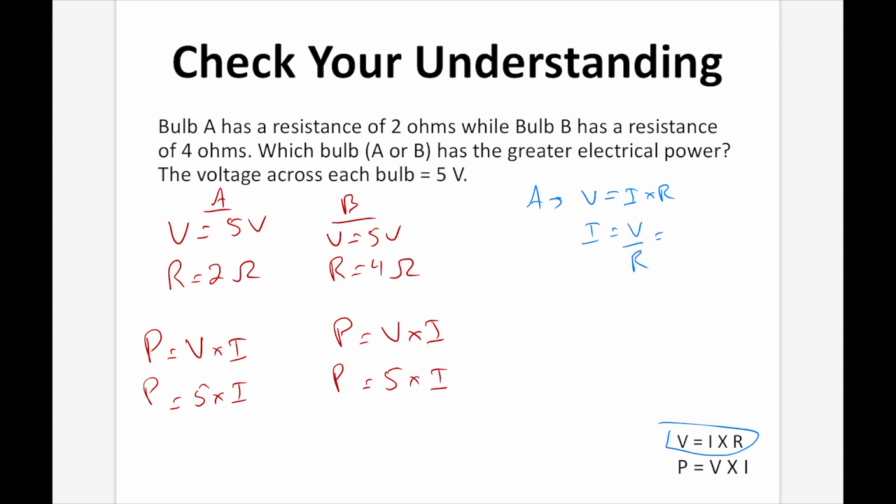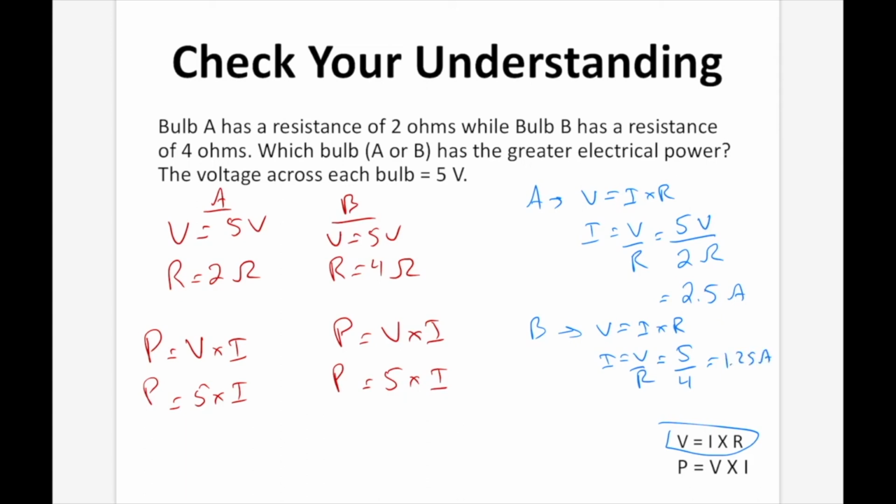Voltage we were just told is 5 volts, and the resistance for A is 2 ohms. 5 divided by 2 is 2.5 amps. So we can plug that in. We'll also solve for B. V equals I times R, same as before. I equals V divided by R, 5 divided by the resistance for B, which is 4. You get 1.25 amps.